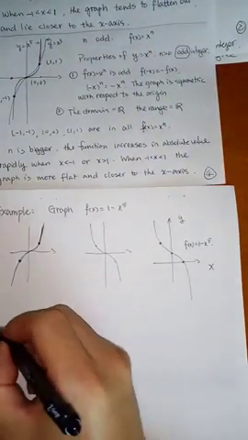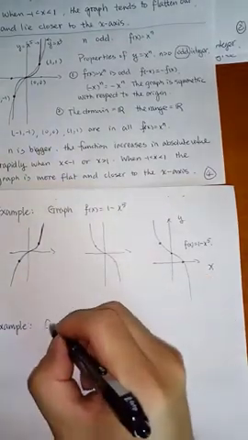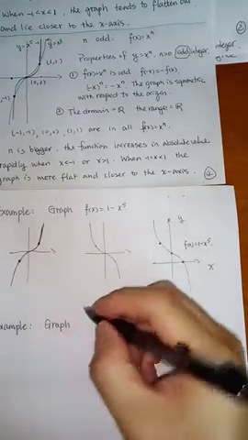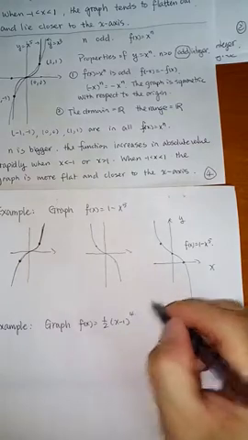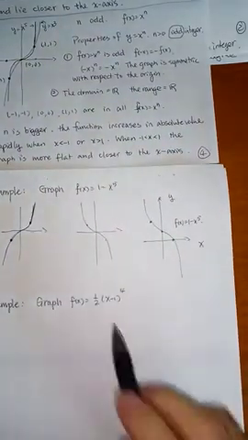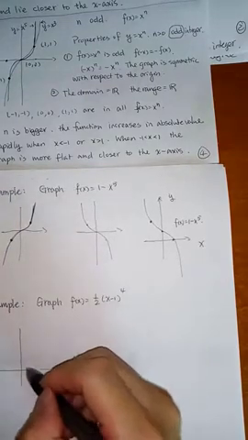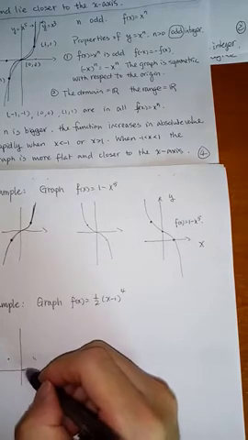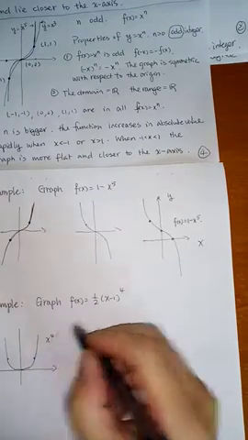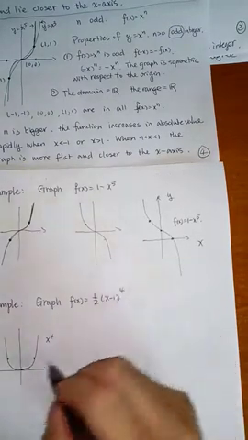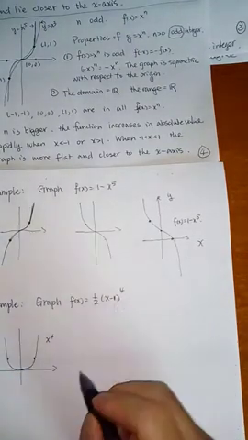Another example. We're going to graph f(x) equal to 1/2 times (x minus 1) to the 4th power. So first, you have x to the 4th power. And then you get (x minus 1) to the 4th power. X minus 1, you're going to move it to the right. Minus 1, 1 is positive, move to the right.